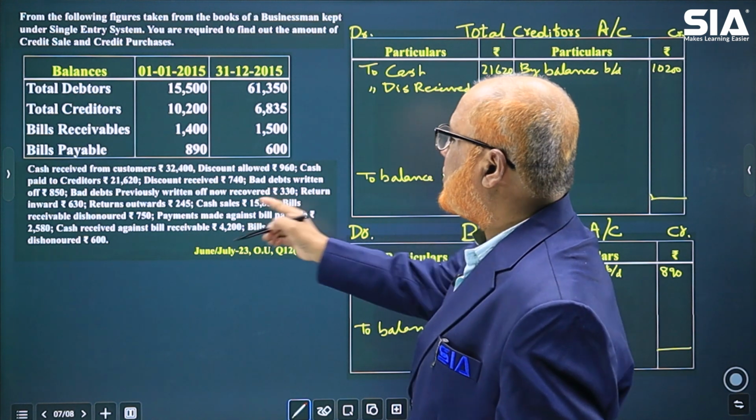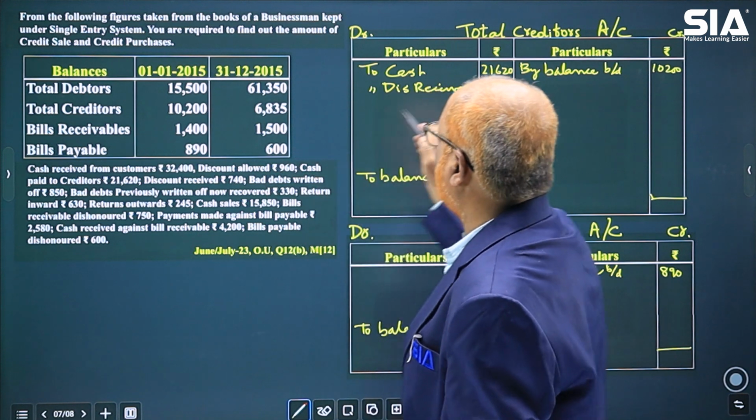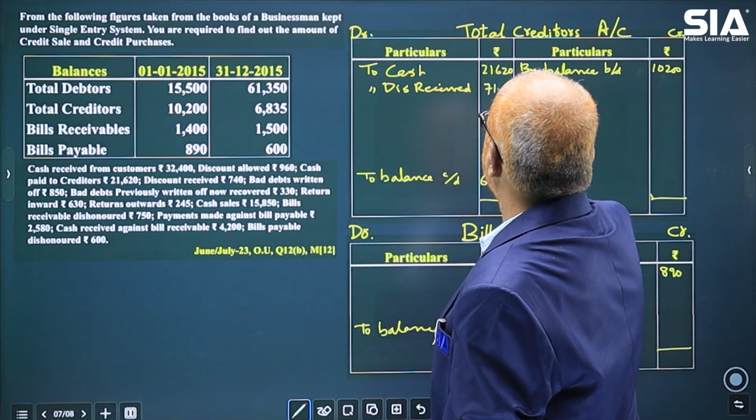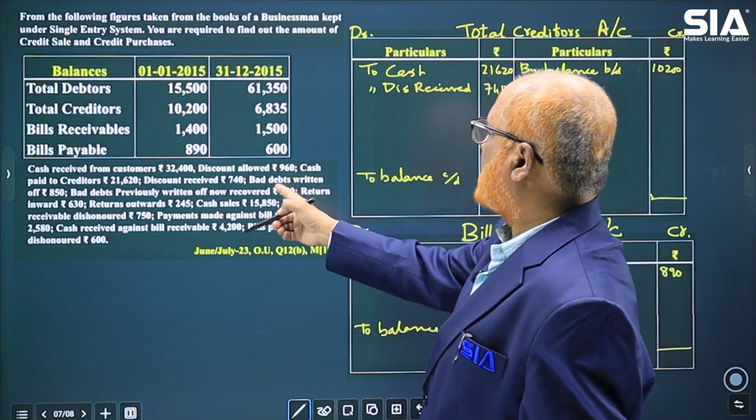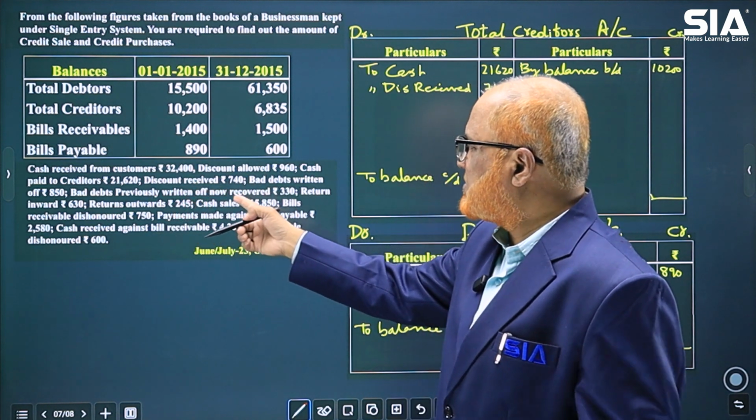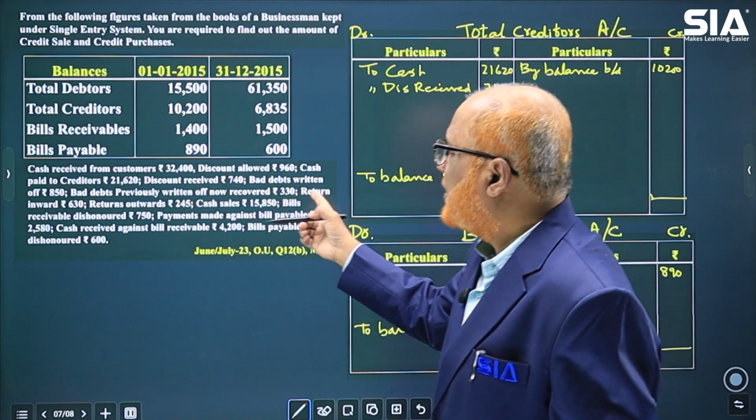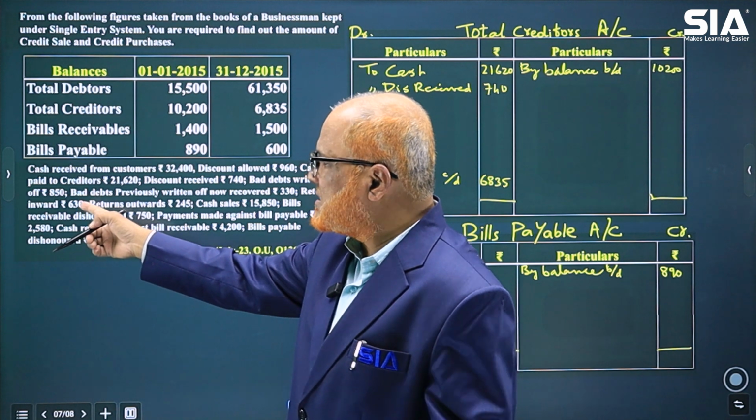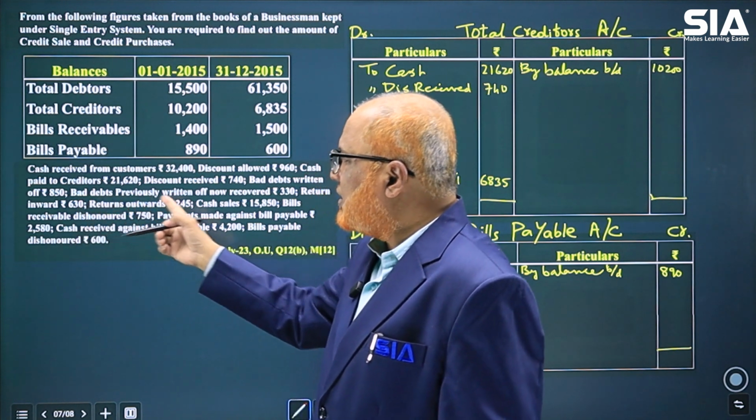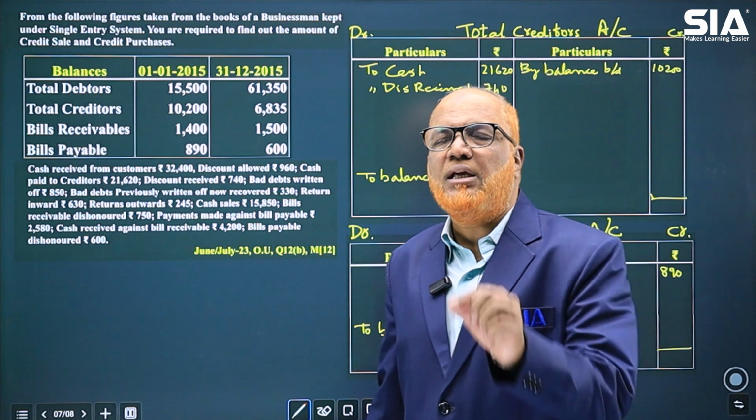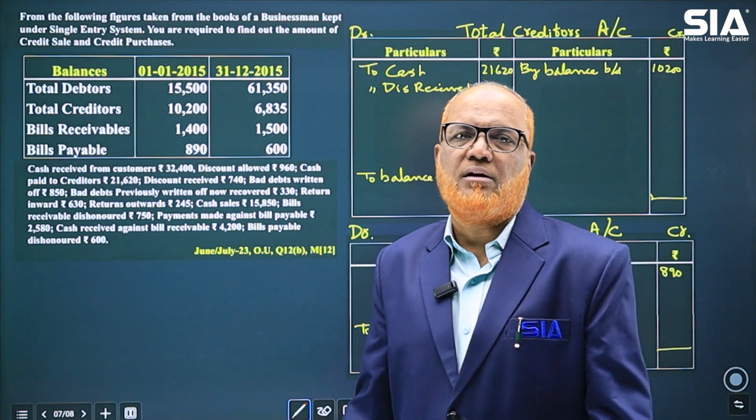How much is the discount received? You can see here 740. Bad debts written off will not come. Bad debts previously written off, now recovered, will not come. Return inward means sales return. Already we have taken. Return outward is a purchase return.